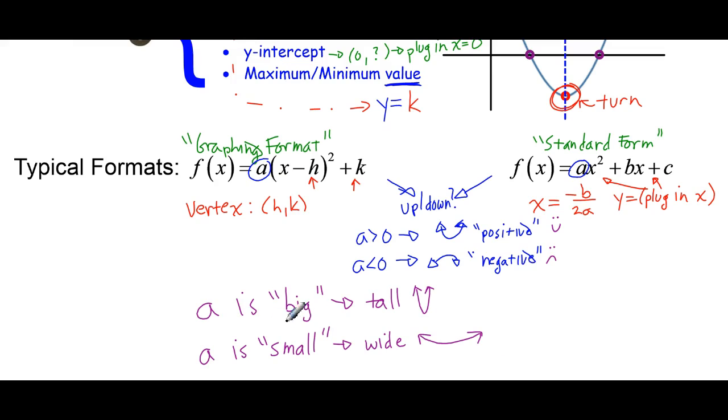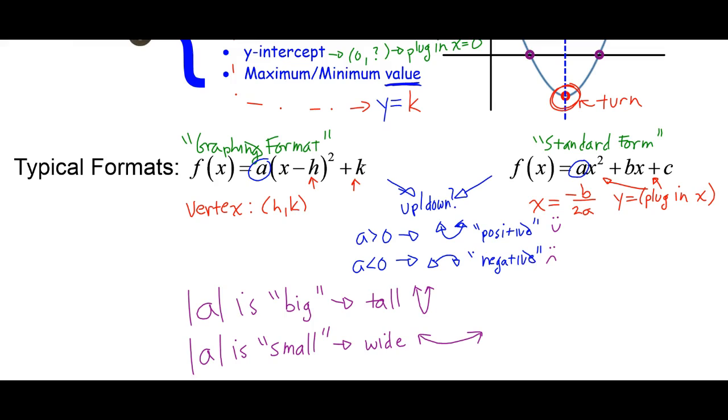And if we have a big negative number, that's technically small. So to just avoid that whole thing, we typically put absolute values on this. So if A is negative 10, then the absolute value of A is 10, and you get a very skinny parabola. If A is negative 1/3, the absolute value is 1/3, and you have a small coefficient. It's a small, wide parabola.